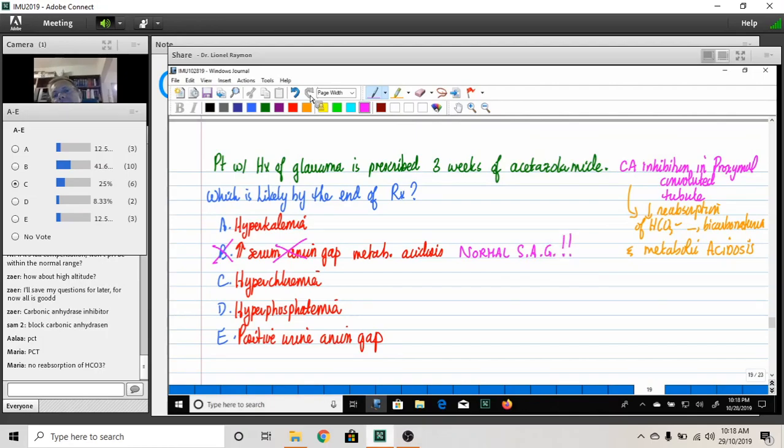serum anion gap. Why is it going to be a normal serum anion gap? Because there will be hyperchloremia when you block reabsorption of bicarb. Less bicarb in means less chloride out. Bicarb and chloride always exchange for each other. So, of course, that's what normalizes the serum anion gap.